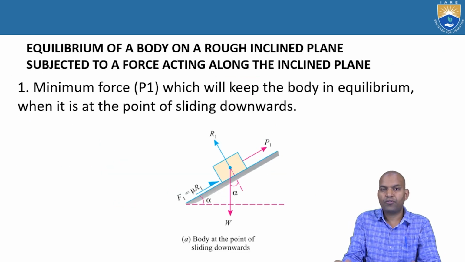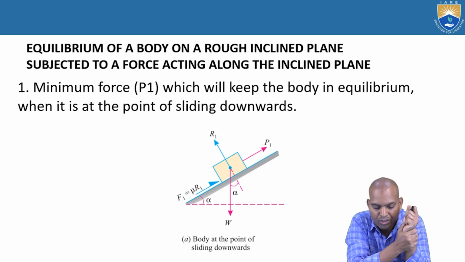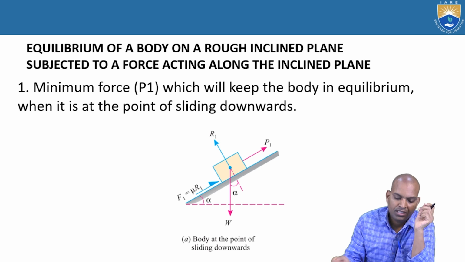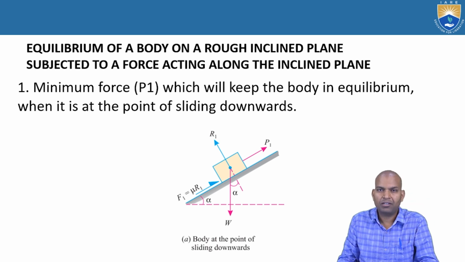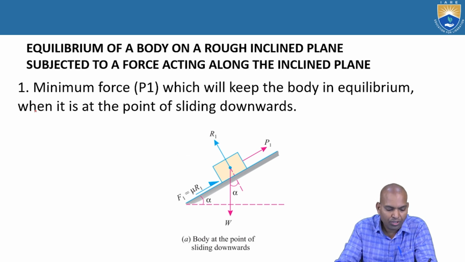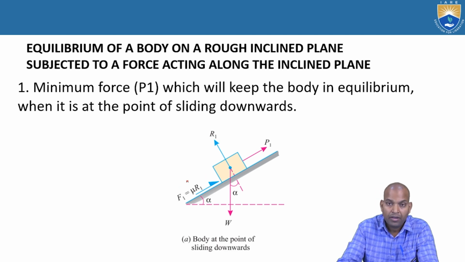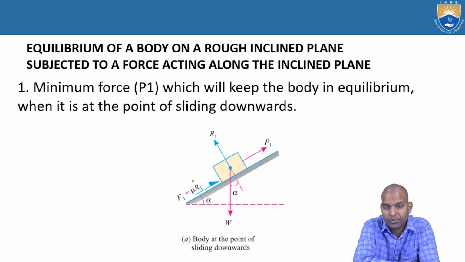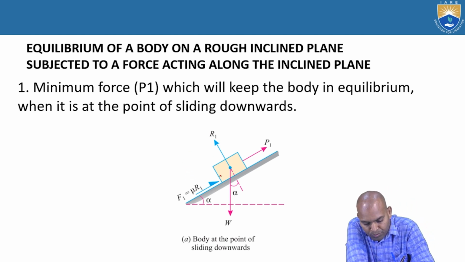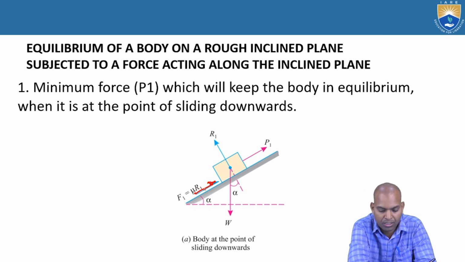Now we have covered horizontal equilibrium so far. Let us go to the inclined plane problems. Here we consider equilibrium of a body on a rough inclined plane subject to a force acting along the inclined plane. The minimum force P1 will keep the body in equilibrium when it is at the point of sliding downwards. When it is at the point of sliding downwards, the friction force acts in the opposite direction, that is, upwards along the plane.